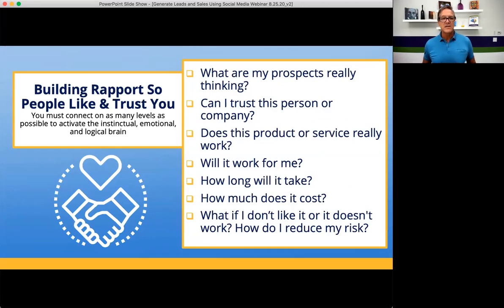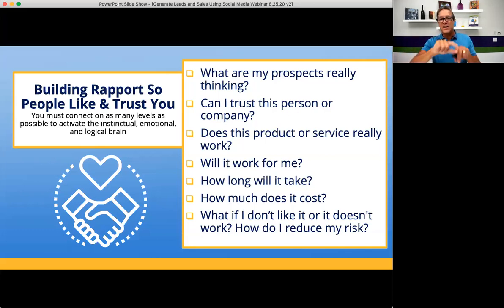And so here is another little list for you of how you build rapport so people like you and trust you, and that you connect on as many levels as possible. When people are on social media, there's certain things that are going on in their brain. Would you agree? Is one of those things, can I trust this person or company? In the back of your mind, don't you wonder, can I trust this person or this company? Don't you wonder, does this product or service really work? Don't you wonder, will this product or service work for me? Don't you wonder, how long will it take?